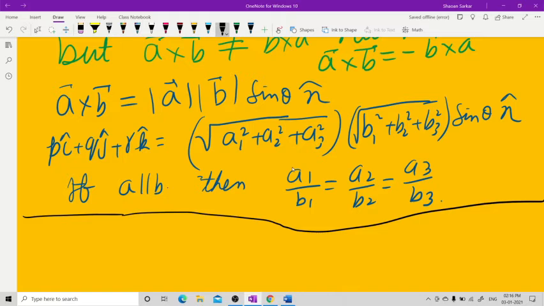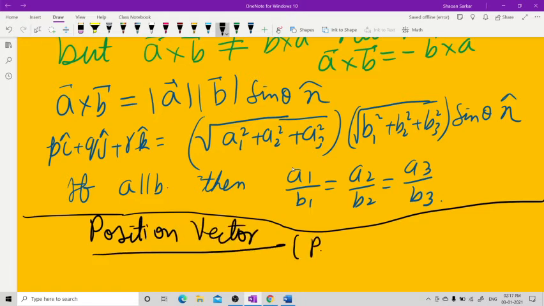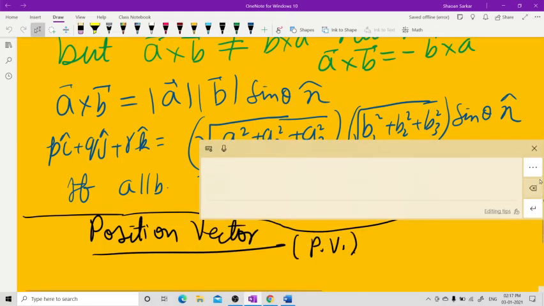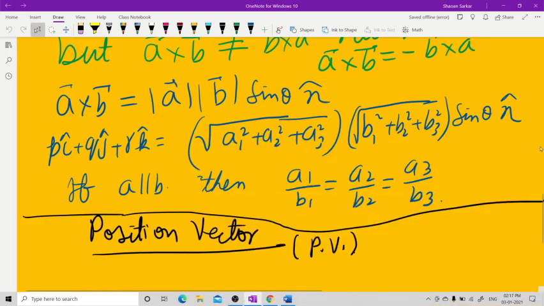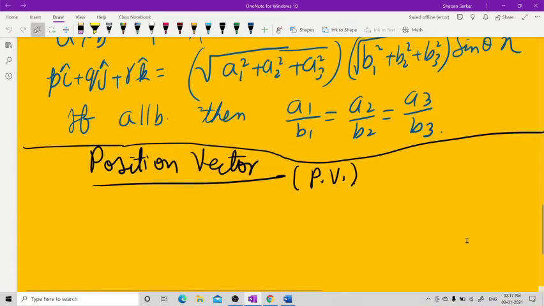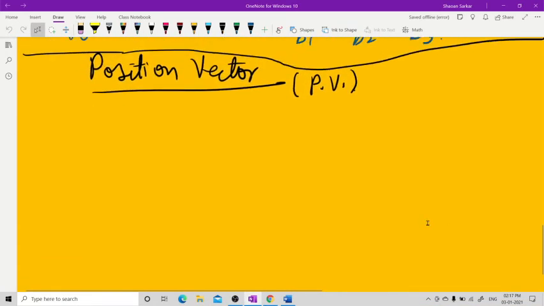Okay, now we will be doing, the next heading is position vector. What do you understand by position vector? The shortcut is P.V. Now let me drag this a little bit down. Now let us understand.